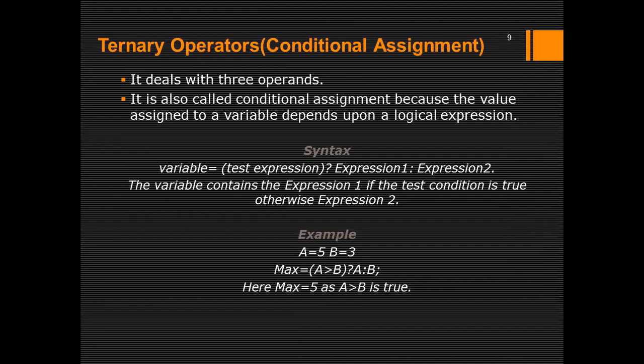Now here, A is greater than B. That is, 5 is greater than 3. So the value of A will be stored in max. That is, max is equal to 5. Why? Because A is greater than B.